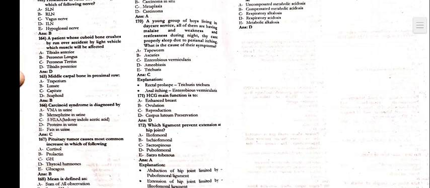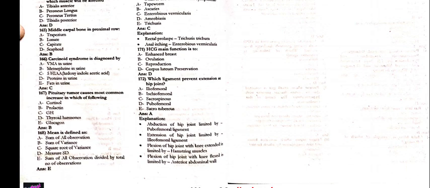The recurrent laryngeal nerve. 164, the patient whose cuboid bone is crushed by a run over accident by a light vehicle, which muscle will be affected? The tibialis posterior. Next, 165, the middle carpal bone in the proximal row is lunate. 166, the carcinoid syndrome is diagnosed by 5-hydroxyindoleacetic acid. 167, the pituitary tumor more commonly causes increase in which of the following?